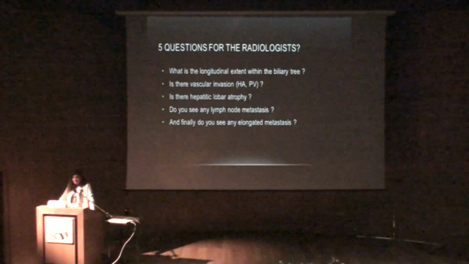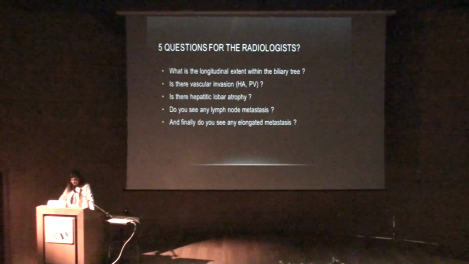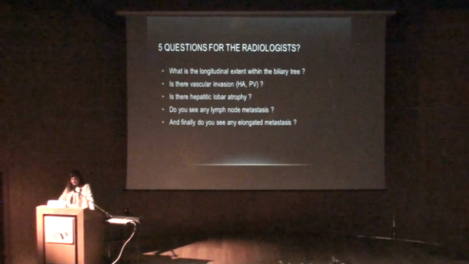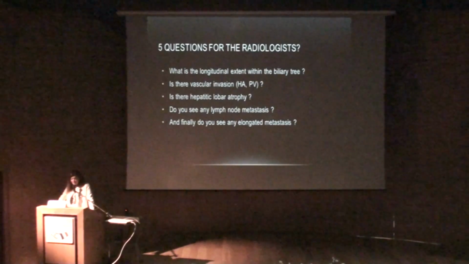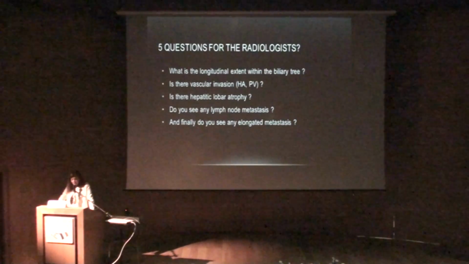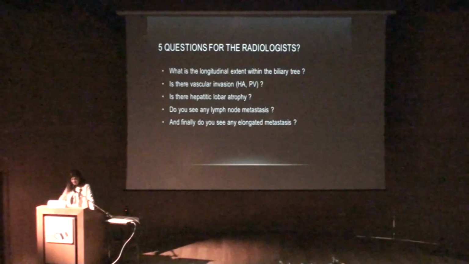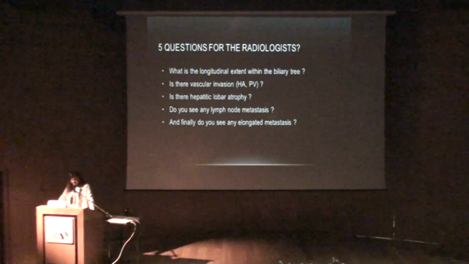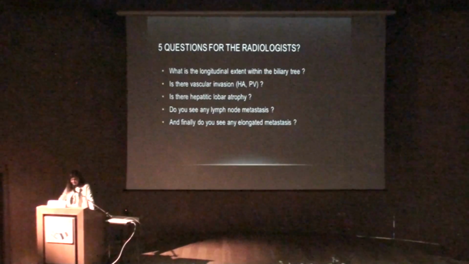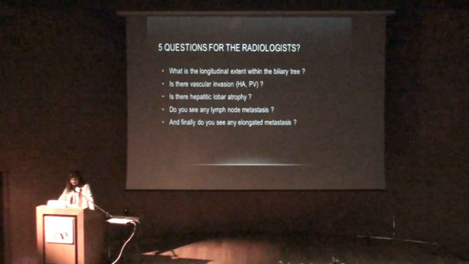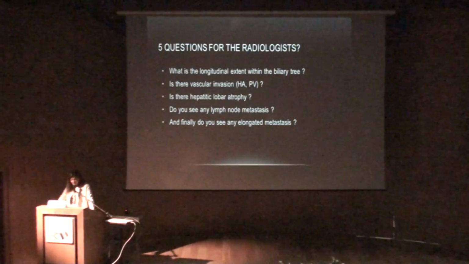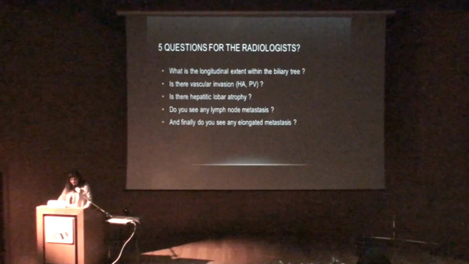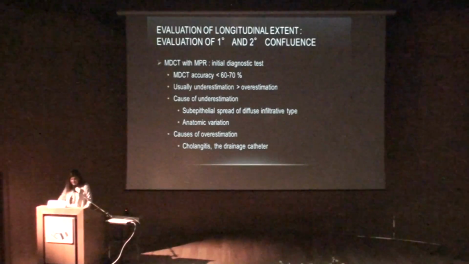So you have 5 questions to answer for the radiologist. The first one is, what is the longitudinal extent within the biliary tree? Second question, is there vascular invasion? Third question, is there hepatic lobar atrophy? Do you see any lymph node metastasis? And finally, do you see any elongated metastasis? We will start with the first question.